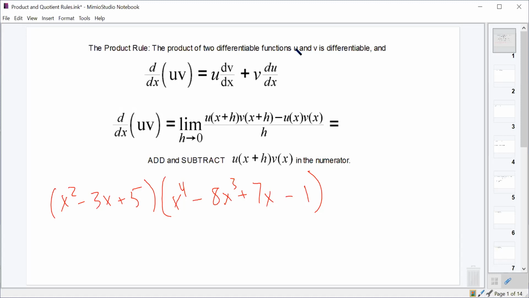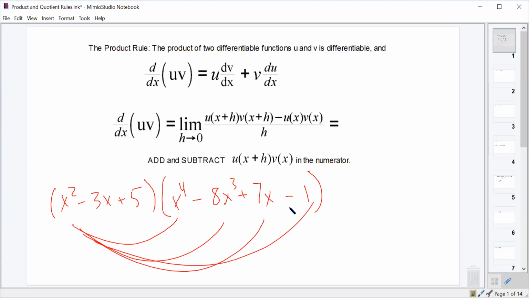Using the power rule? Yeah, we could use the power rule, but before we could use the power rule, we'd have to distribute all these terms out so that we'd have a nice little polynomial. I mean, it wouldn't be a nice little polynomial, but it'd be a polynomial, right? And that would be a lot of work and a lot of chance to make an error.